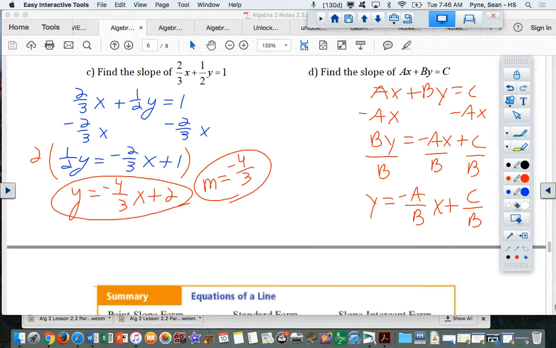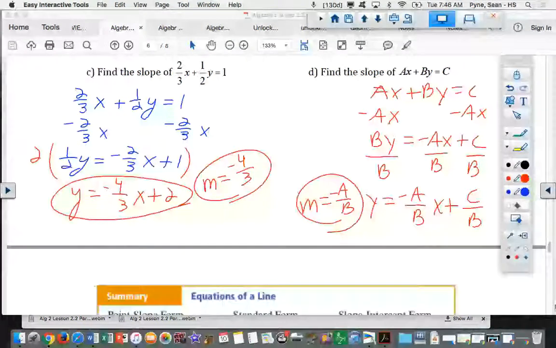And tell me my slope. It's negative ax. I mean abs. I mean, I know what you're trying to say, but the slope is only -a/b. Do not attach the x when you're naming the slope.